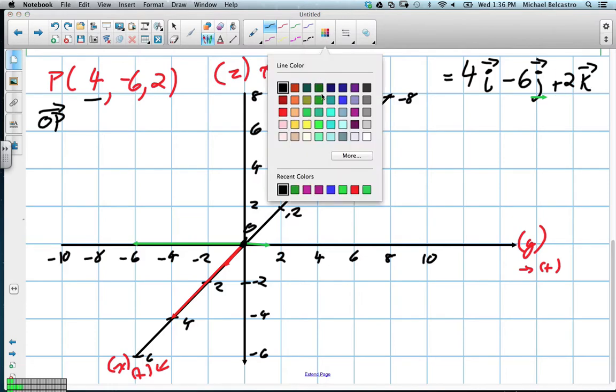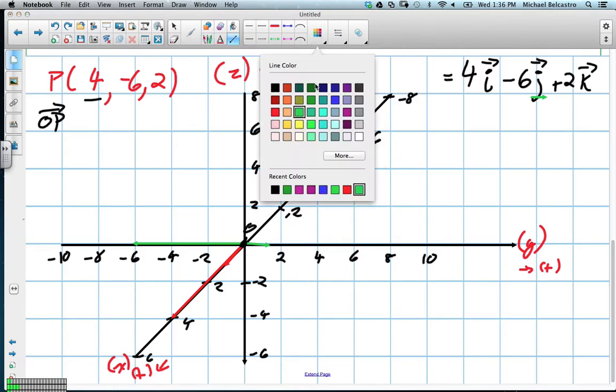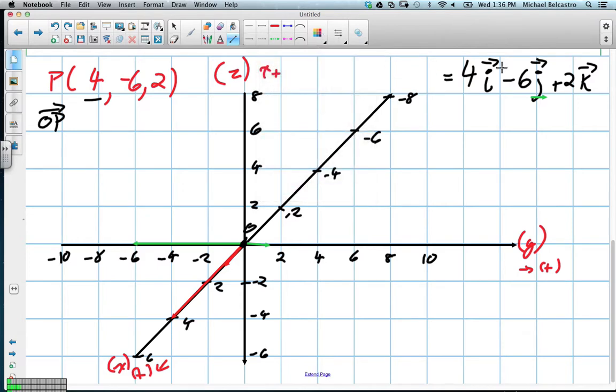And finally, the last one we deal with is k. We'll do that blue. Sorry, yeah, k. And k deals with z, z being a value of 1, so here's our unit vector. And because it's 2 in this case, we only have to go up 2.